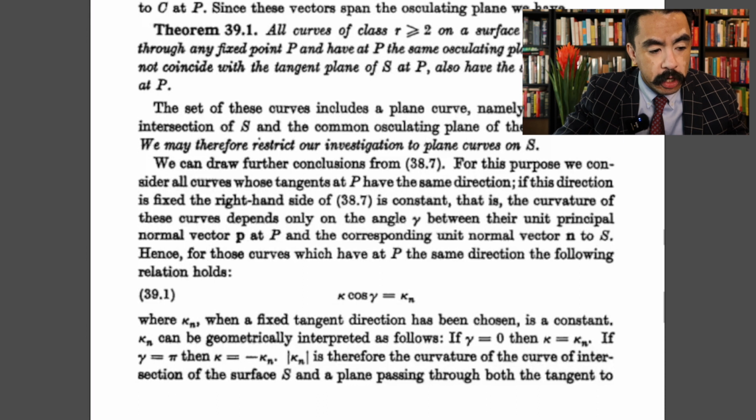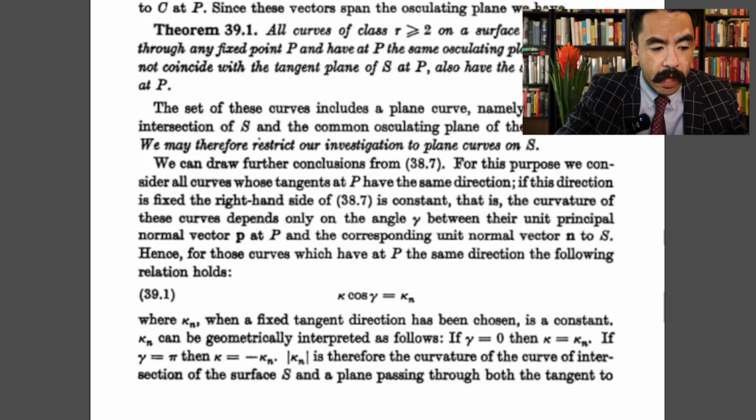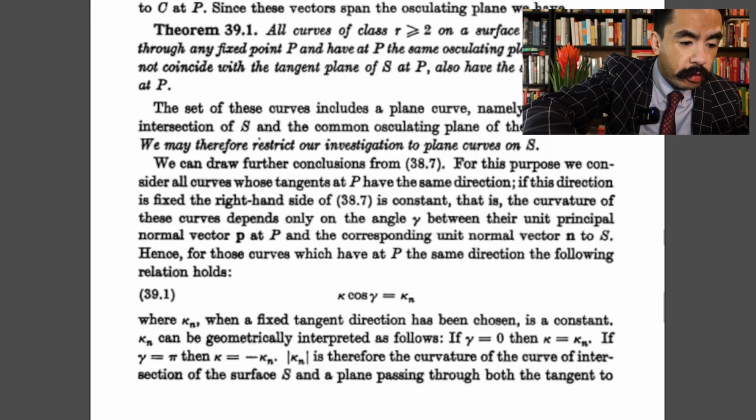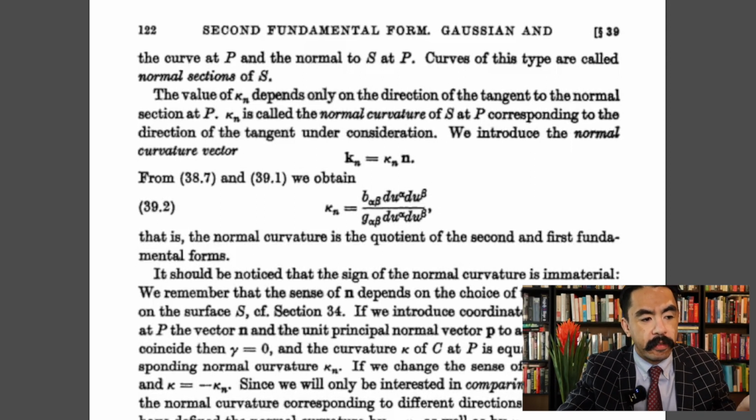Kappa sub n can be geometrically interpreted as follows. If gamma equals 0, then kappa equals kappa sub n. If gamma equals pi, then kappa equals negative kappa sub n. The magnitude of kappa sub n is therefore the curvature of the curve of intersection of the surface capital S and a plane passing through both the tangent to the curve at the point capital P and the normal to capital S at capital P. Curves of this type are called normal sections of capital S.